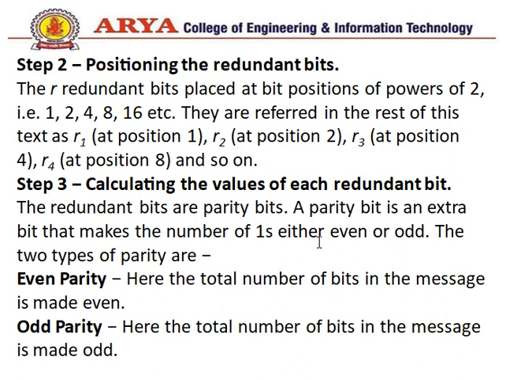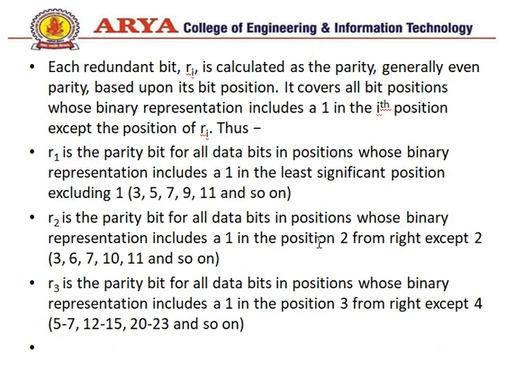Step 3 is calculating the value of each redundant bit. The redundant bit or parity bit. A parity bit is an extra bit that makes the number of ones either even or odd. The two types of parity are even parity, where the total number of ones in the message is made even, and odd parity, where the total number of ones in the message is made odd.